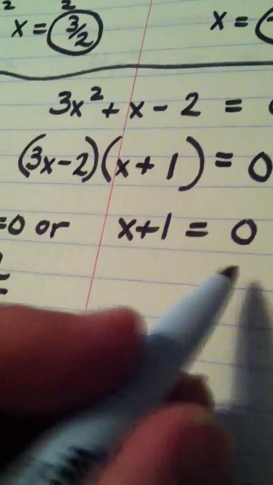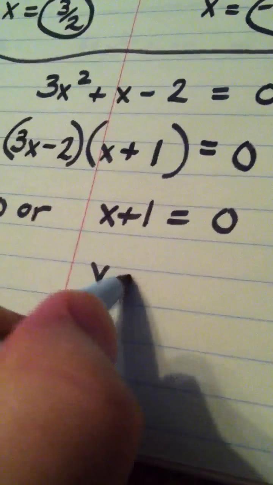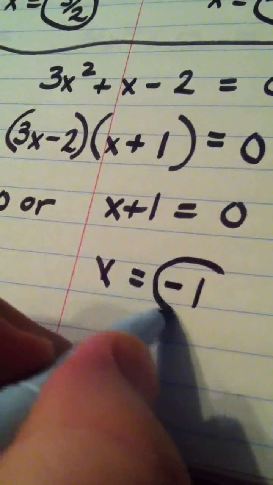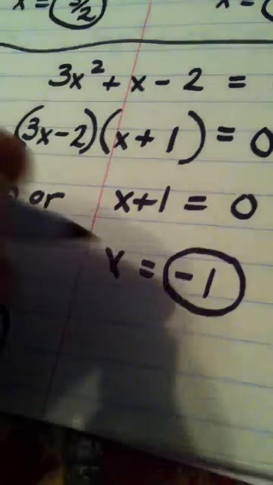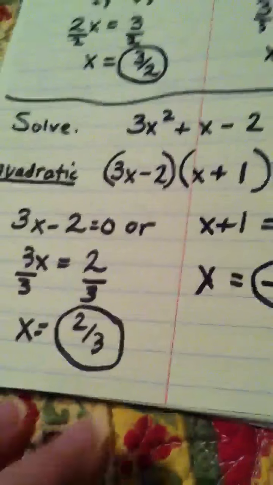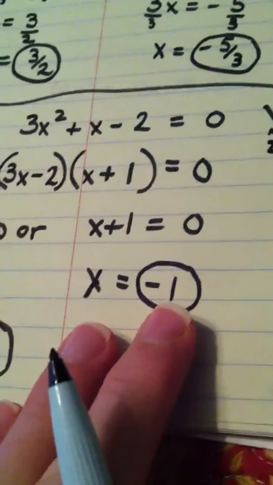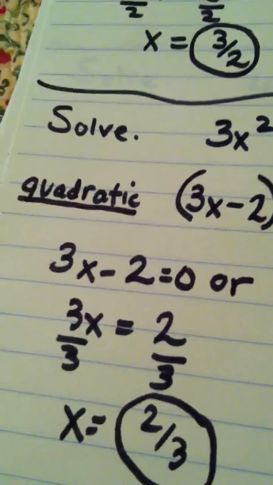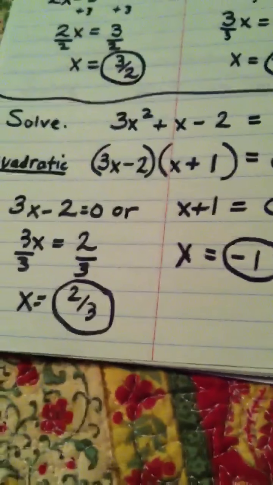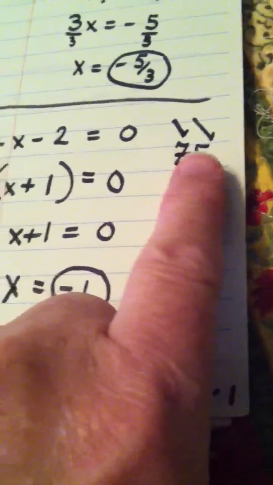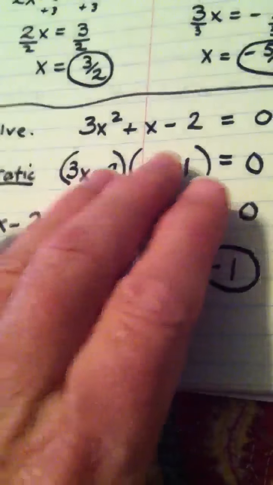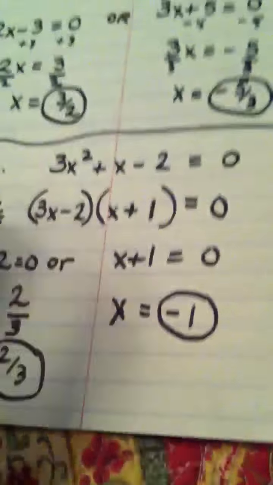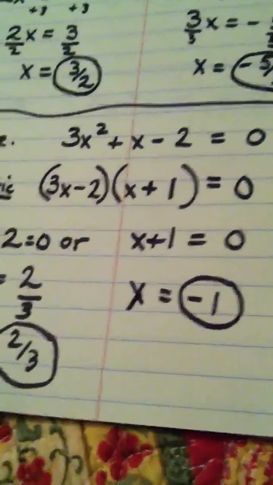Or the other answer here, we just simply subtract 1. So this equation has two answers, a positive 2/3 and a negative 1. Whenever you have a quadratic equation, the maximum number of real solutions you're going to get is 2. And we've solved that by what's called factoring. We've used the zero factor property. If an equation cannot be solved by factoring, that's why we're going to spend some time in this section to look at other methods.